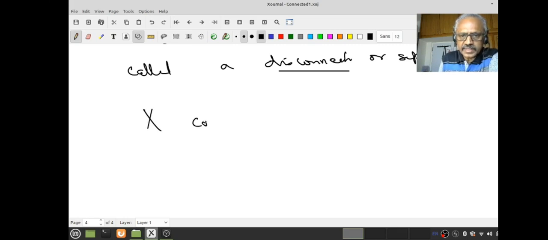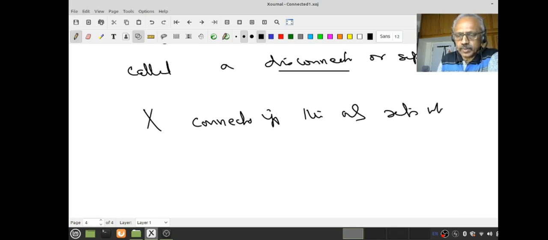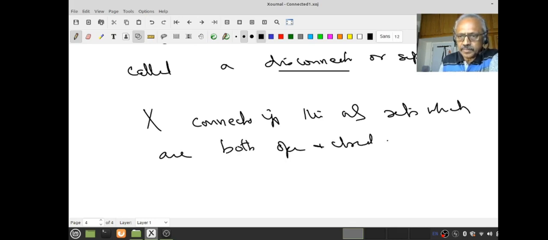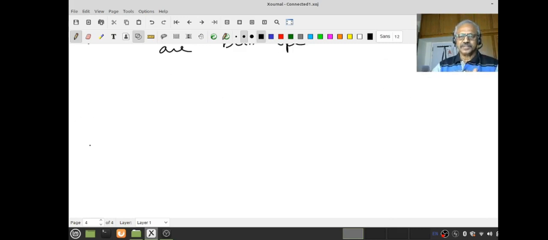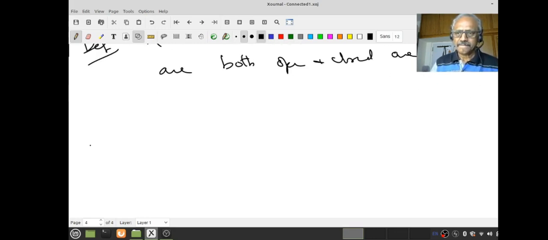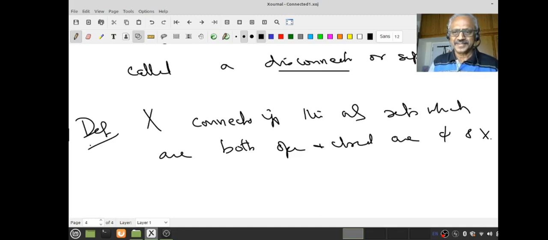So let me recall quickly. I say X is connected if and only if the only sets which are both open and simultaneously closed are the empty set and X. That's it. This is our definition. Keep this in mind. This is all you will need. Anything else, you can see it's set theory and basic topology, it will follow. This tells you there is only one piece in some sense. You see that?